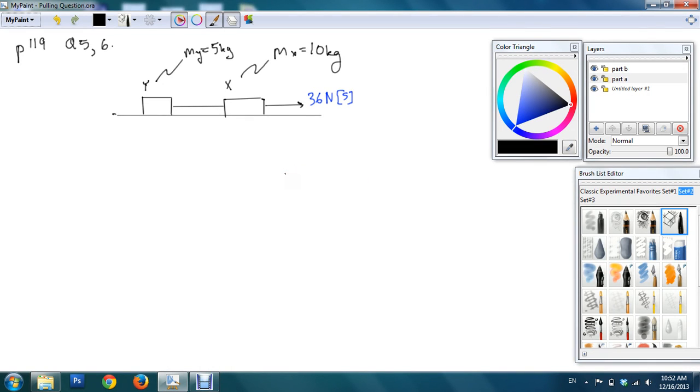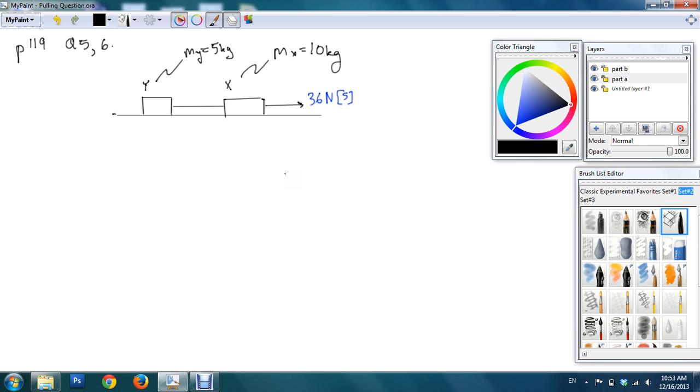What I'd like to do is to go through a problem where you have two boxes that are being pulled and they are also connected by a string. This is a pulling type problem, which is actually similar to a pushing type problem, and this might be on the upcoming test, so I'd like to prepare you for it.